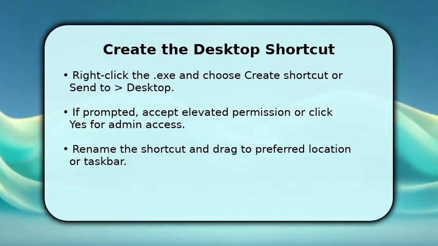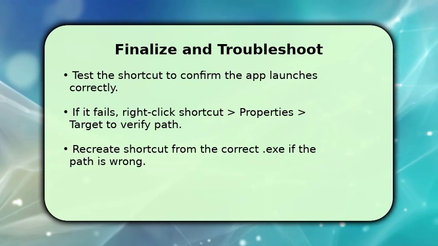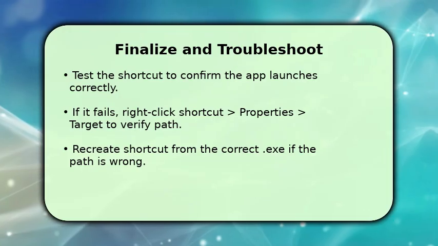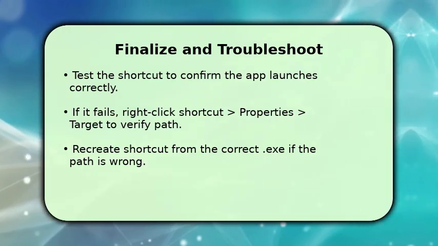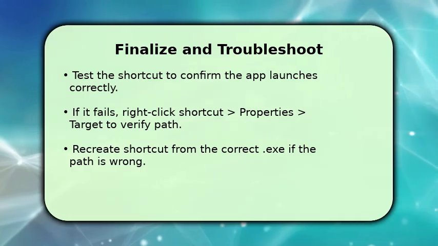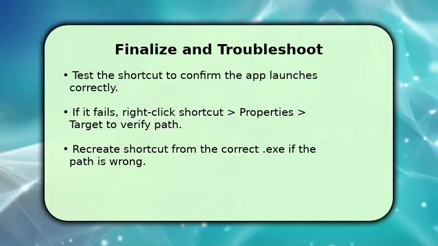You finish by testing the shortcut. Double-click and observe whether the app opens. If it doesn't, check properties on the shortcut and inspect the target field to ensure the path matches the original exe. If the path is broken, recreate the shortcut from the actual executable. Once done, move or pin the shortcut where you want it.